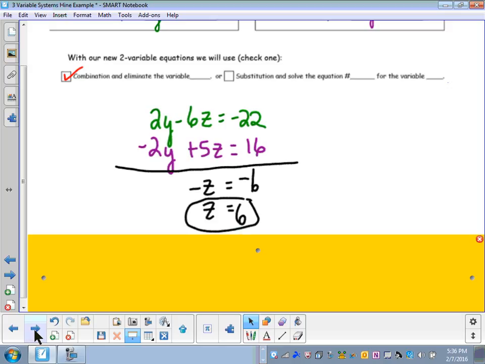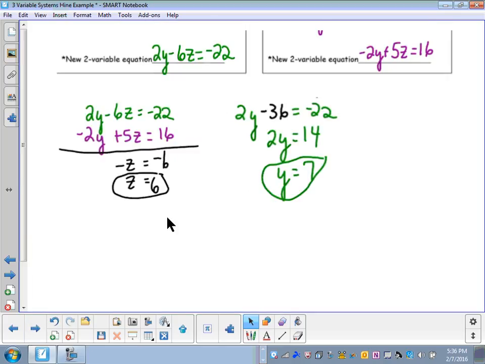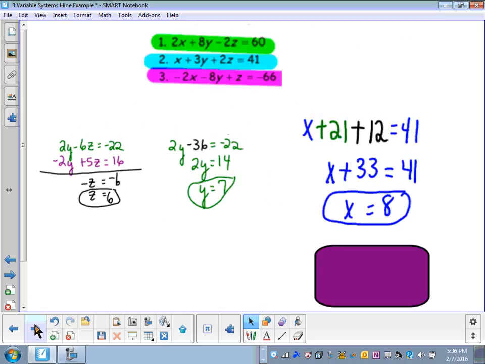So now that I know z is equal to 6, I'll take that value of 6 and plug it back into the equation here and solve for y. So now I've solved for y and z. I need to solve for x. So I'm going to go back to the original system, and I'm choosing equation number 2, and I'm going to solve for x by substituting my values for y and z.